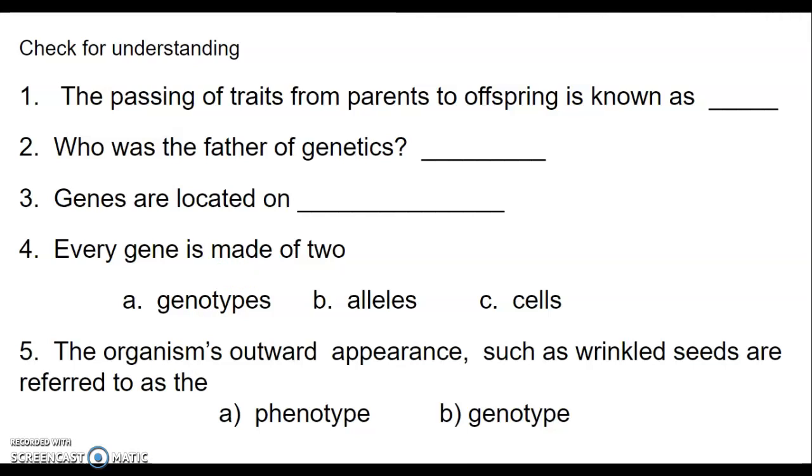All right, so I'm going to have you pause, and then I'm going to go over the answers. Number 1, the passing of traits from parents to offspring is known as heredity. Father of genetics is Gregor Mendel. Genes are located on chromosomes. Number 4, every gene is made of 2 alleles, which is letter B. Number 5, the organism's outward appearance, such as wrinkled seeds, is referred to as the A, phenotype.